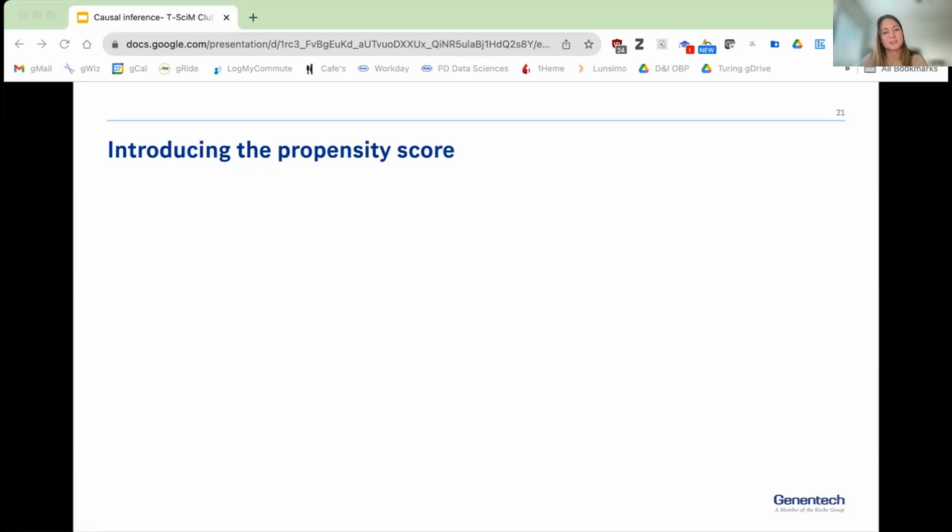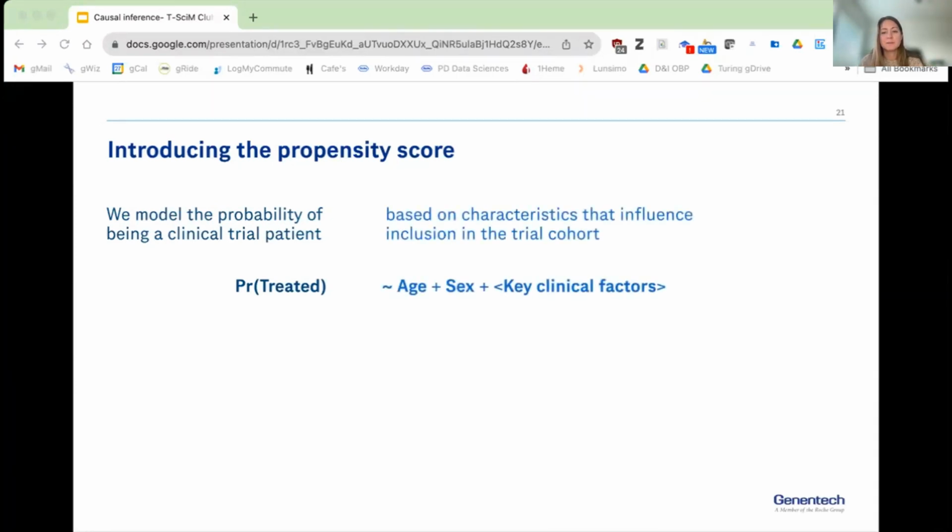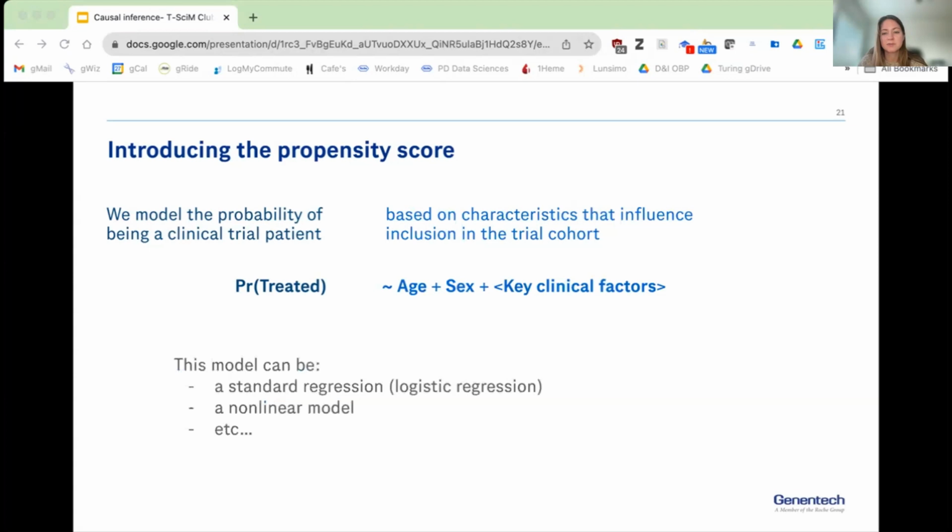So here, I'm introducing a really elegant and simple method called the propensity score. The propensity score measures the propensity of being in the treatment group, or the probability of being a patient in our clinical trial, based on the characteristics that may influence inclusion into the trial cohort. It looks like the following formula: the probability of treatment given age, sex, and other factors. And this model can take the form of a standard regression, in this case a logistic regression, because the treatment is binary. It can also be a nonlinear model, a model with interactions, whatever functional form best captures this probability of treatment.